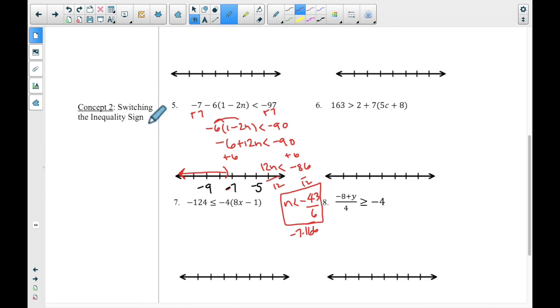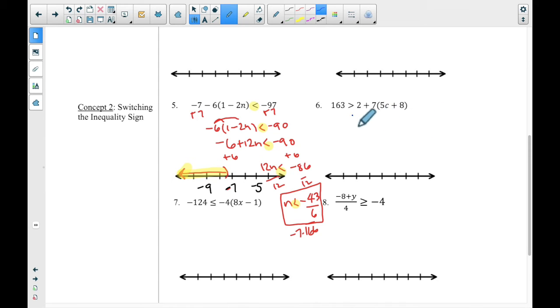Okay, notice a couple things. This concept here is switching the inequality sign. We didn't switch it. We didn't need to. It is true that if there's negatives, that's when you switch it, but nothing here happened that I had to do any dividing by a negative, and so I didn't have to switch it. So as it turns out, there was no switching. I just had to keep it pointing the same way every time. And when I got to the bottom, that's n is less than, and less than goes that way. Okay, let's look at the next one and see what happens here.